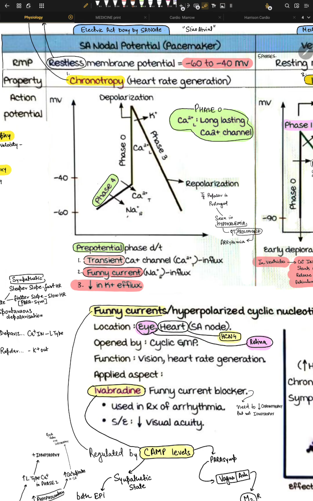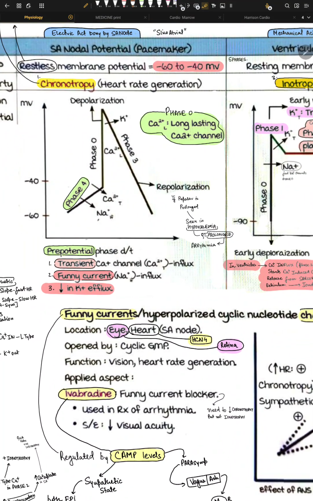And the amazing thing is that it never resets. It's just restlessly moving from minus 60 to minus 40 like this. And it's amazing how it happens. So we have these phases called phase 4, phase 0, phase 3. So this is phase 3, the whole thing. This is phase 4, and this is phase 0. Let's talk a little bit about them, right? So this phase 4 is called the pre-potential.